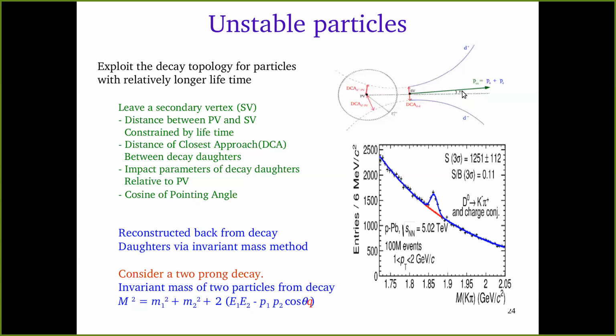All these topological constraints you can apply on the decay candidates to reconstruct your mother particles. Besides the normal invariant mass reconstruction, if you apply these topological cuts, you will get more enhancement in your signal and a better signal by background ratio. So this is the general picture of the particle identification scheme that is generally followed in high energy experiments.